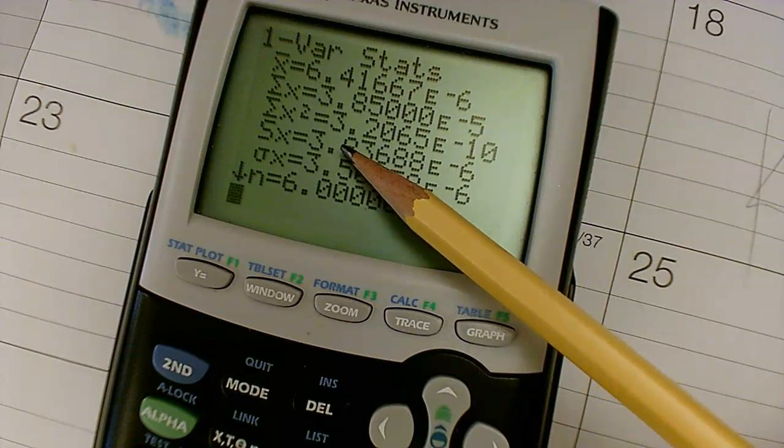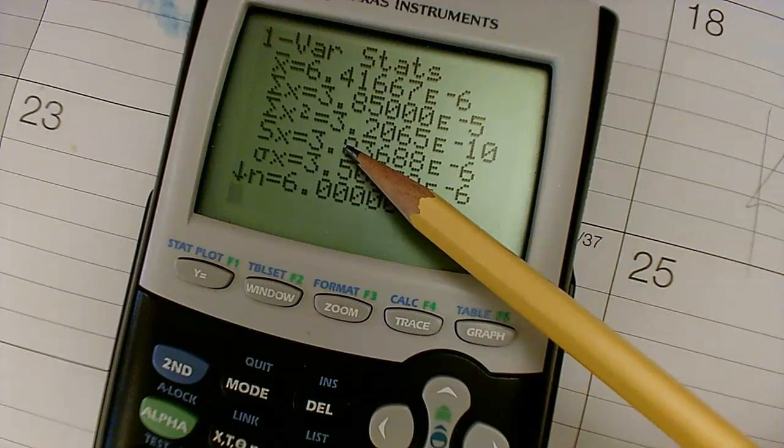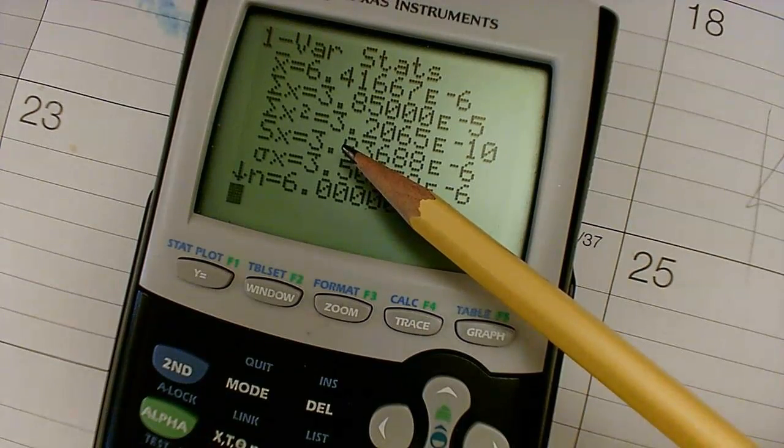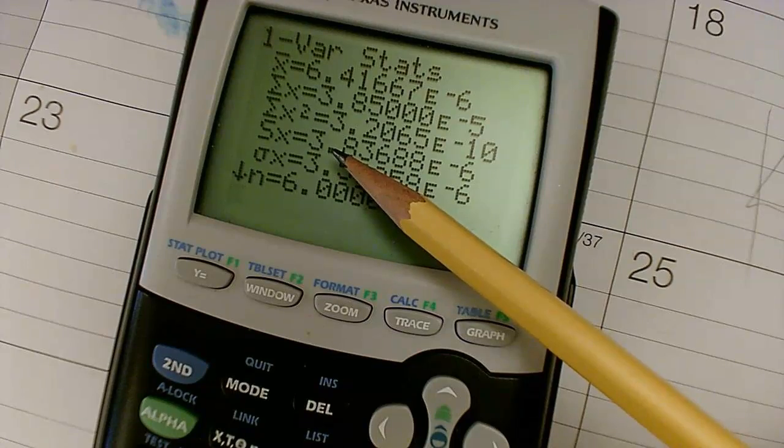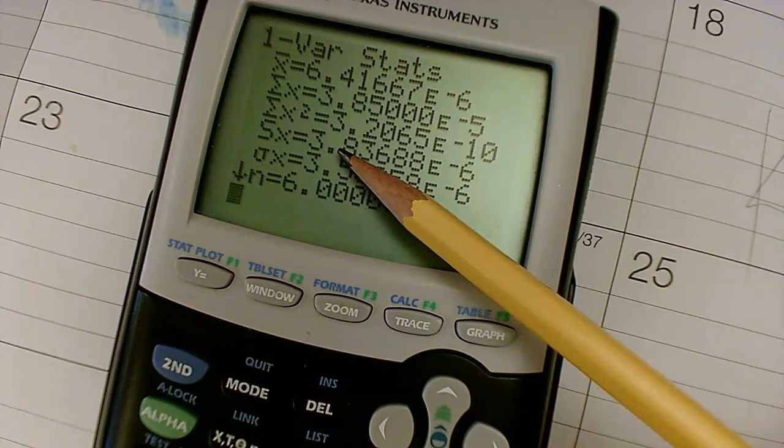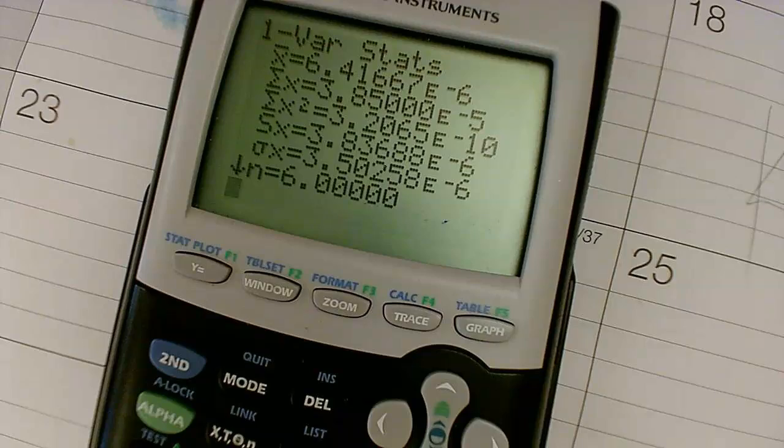And to get the standard deviation of the mean, just take this number and divide by the square root of 3. So you could either do it on Excel or you could do it on this calculator. I think it's easier to do on the calculator. Okay? Different ways to find your standard deviation.